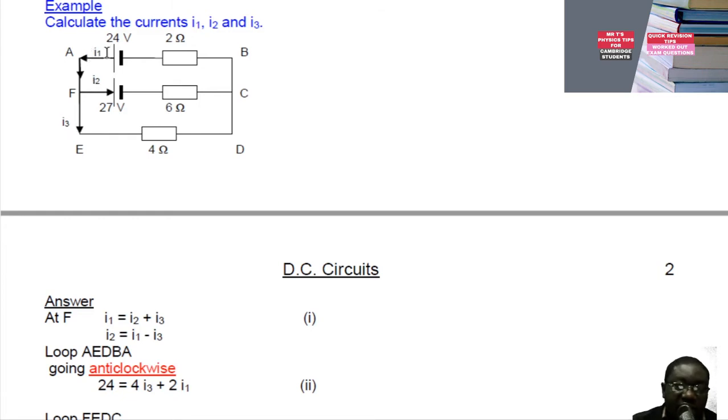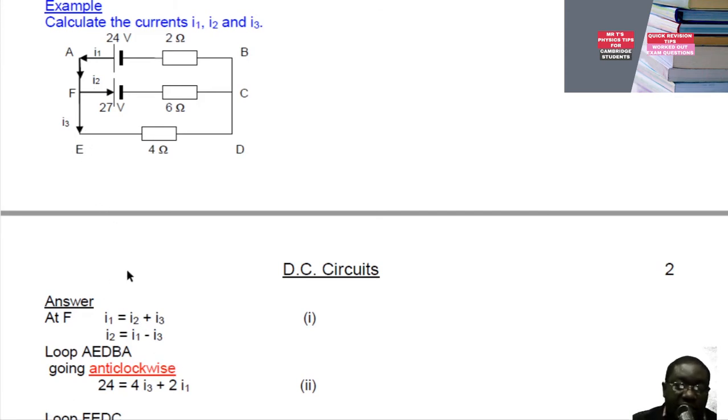Now we've been given the direction of motion of the current. So I1 is into the junction. I2 and I3 are away from the junction. So I1 should equal I2 plus I3. So which means you're making I2 the subject of the formula. It's going to equal I1 minus I3.